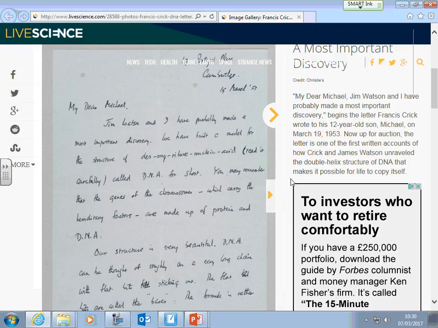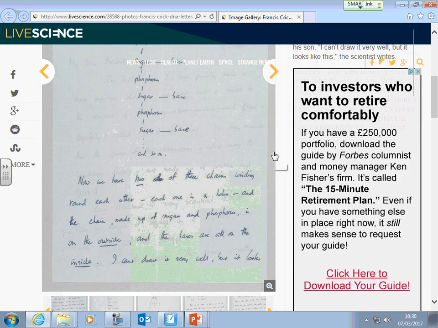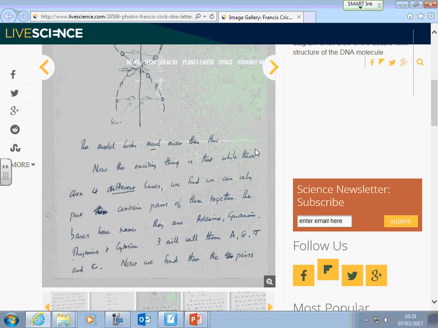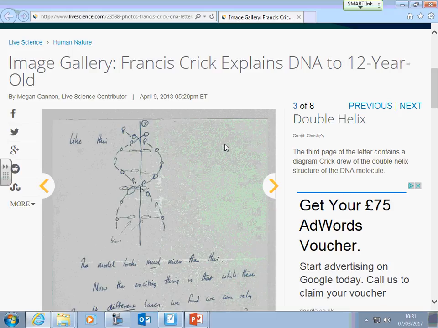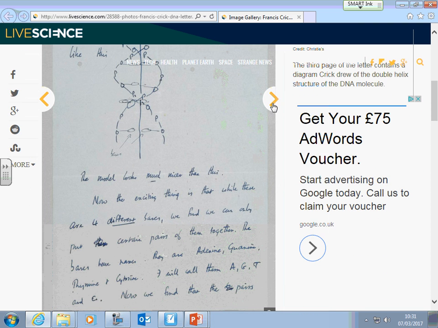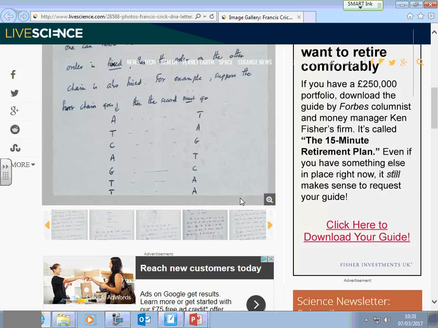"Jim Watson and I have probably made the most important discovery. We've built a model for the structure of DNA." And he goes through and he's got this sugar phosphate backbone with the bases sticking off it. And this is just a letter to his son. And then describing it, it's really not changed since then. So, going back to 1953, that's 5 years even before I was born. And the base pairing is in there as well, A to T and T to A.